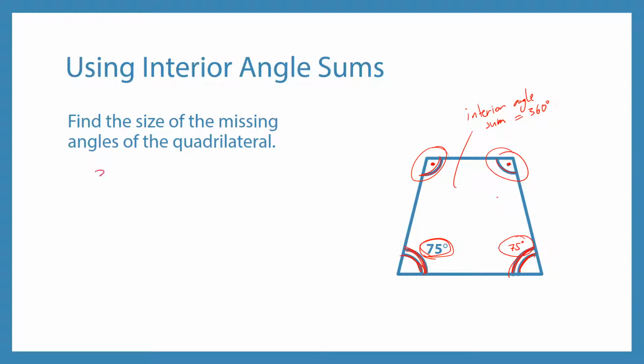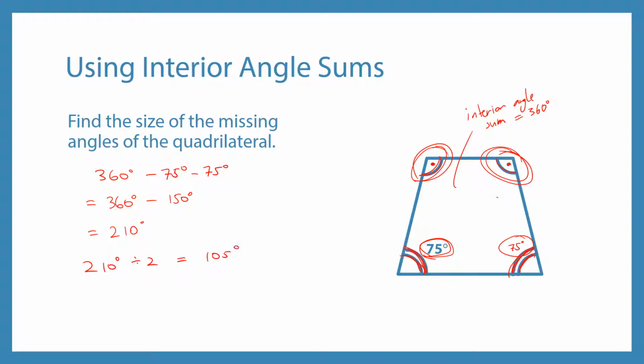So if we start off with 360, we minus 75, and we minus 75, we get 360 minus 150, which gives us 210 degrees. So now we know that the size of these two angles here together is 210. And because they're the same, all we have to do is divide that by 2. So 210 divided by 2 gives us 105 degrees.